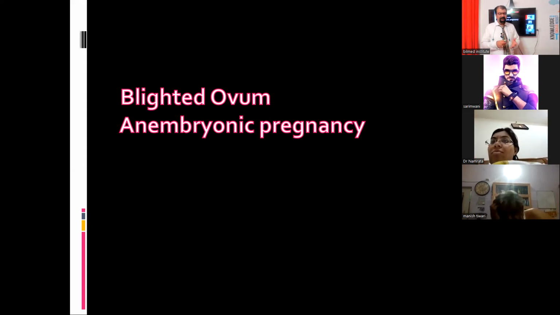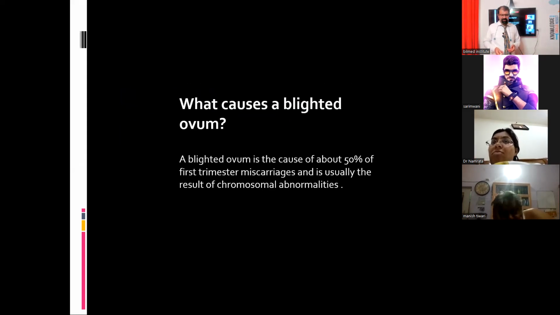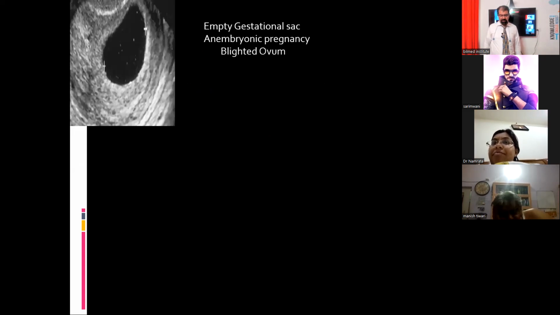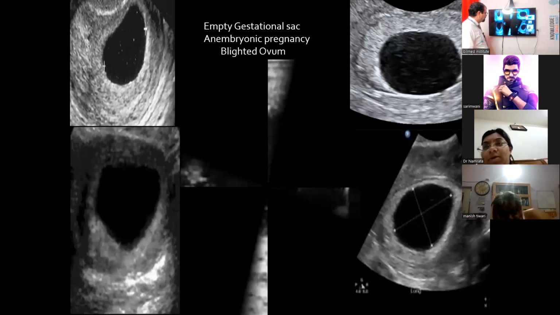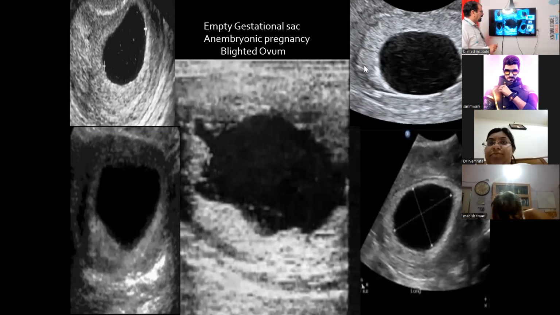Now, blighted ovum, an anembryonic pregnancy, means that there is no fetal pole, there is no embryo. And if there is no embryo, then that is a blighted ovum. So these are some pictures of blighted ovum. In this blighted ovum, usually I will have less decidual reaction. A normal decidual reaction is more than 2 millimeters. Now, in that blighted ovum, I may have wrinkled walls, see over here, wrinkled walls over here. So that is blighted ovum.